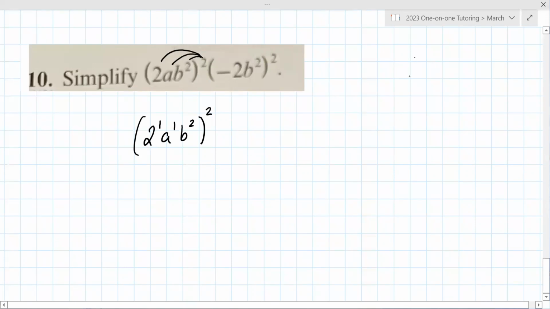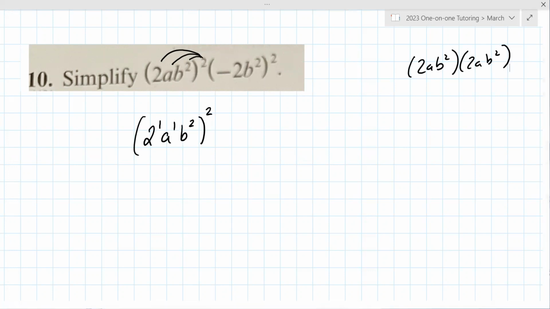The other option is to actually write it out like 2ab squared times 2ab squared. You can do this because it's two terms, so it's power of two. It wouldn't work as well if it were, say, power of 8. Then obviously it would be a lot of writing.